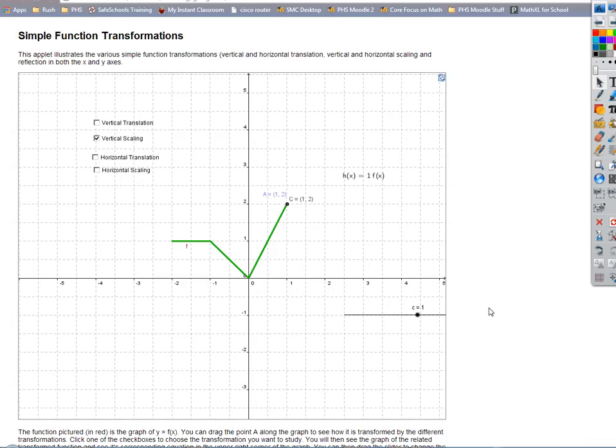Do all the things that we're going to move or stretch have to be on the vertex? No, it wouldn't have to be.